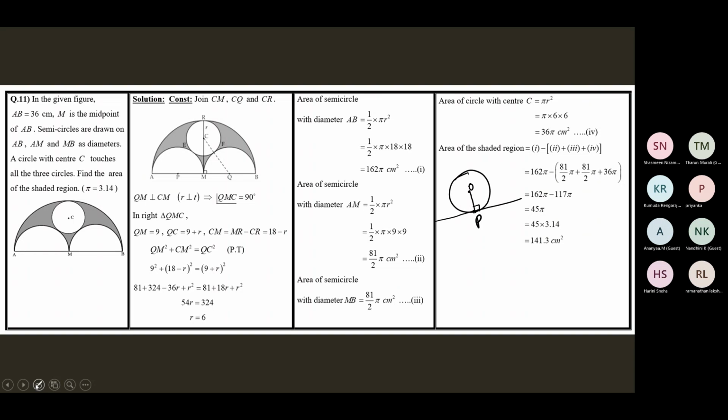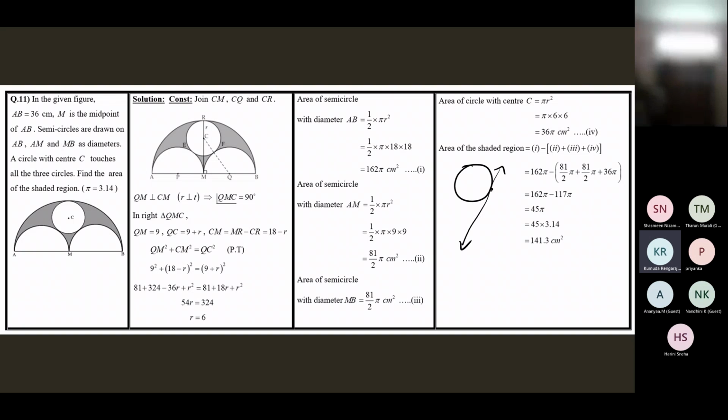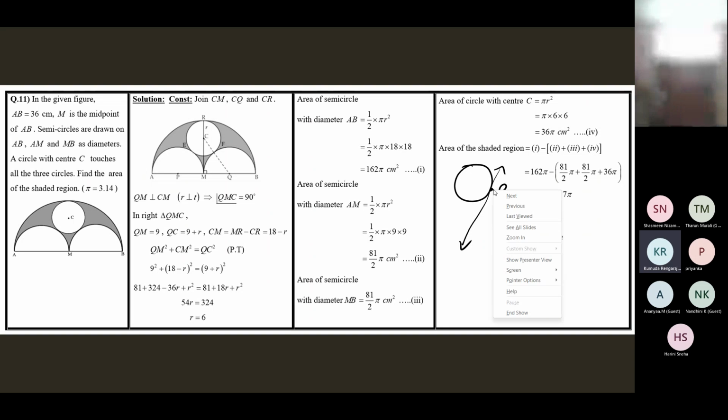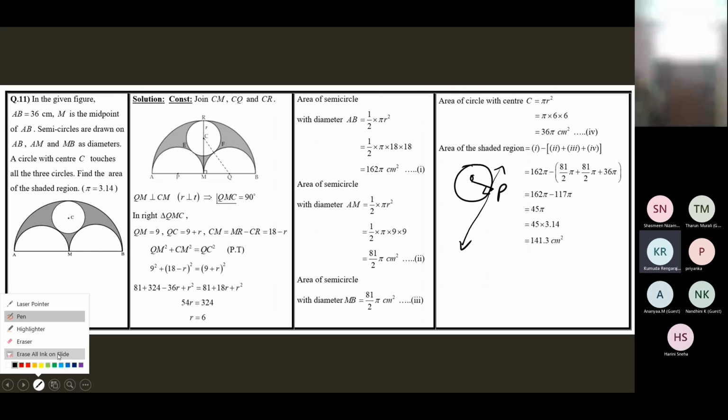Circle, tangent. So we know that a tangent is a line that touches a circle at exactly one point. The point of contact is the point where the tangent touches the circle. So let's say it's P. Now when you draw the radius through the point of contact P, that radius will be perpendicular to the tangent.